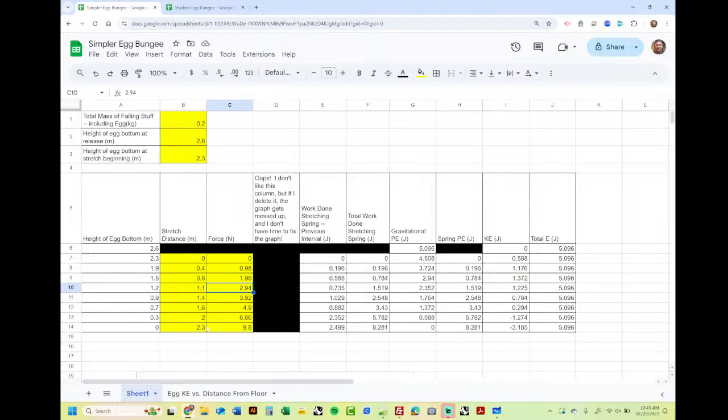So if this is what you're measuring, you have to figure out the new heights of the egg bottom from that. So if the bottom of the egg is 2.3 meters when it's about to begin stretching, then after stretching 0.4 meters, the egg's going to be 0.4 meters lower than that. And then after stretching to 0.8, it's going to be 0.8 meters lower than this.